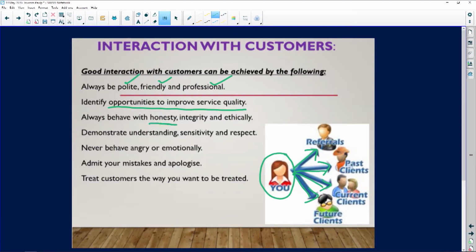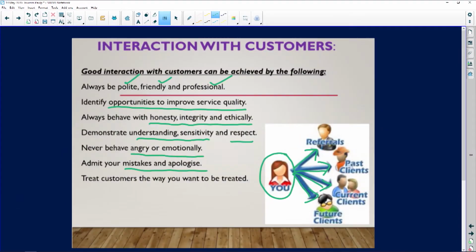Always be honest, act with integrity, and be ethical. In other words, have morals and values. Demonstrate that you understand the sensitivity of the customer complaint and show respect. Never, ever be angry or emotional. We leave that at home. Admit your mistakes and apologize.